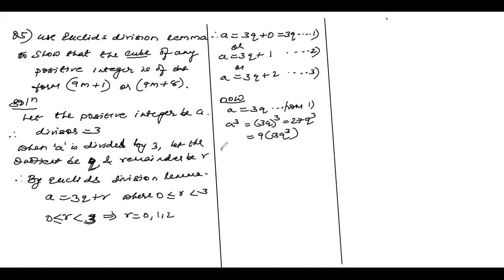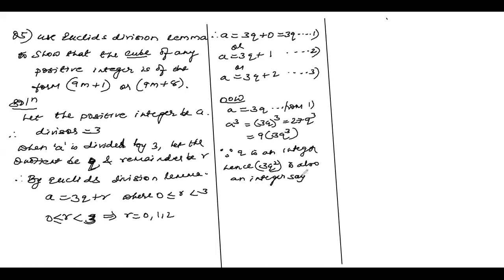Here, since q is an integer, hence 3q square is also an integer. If I put any value of q, I'll get 3q square as a number only, which is an integer.